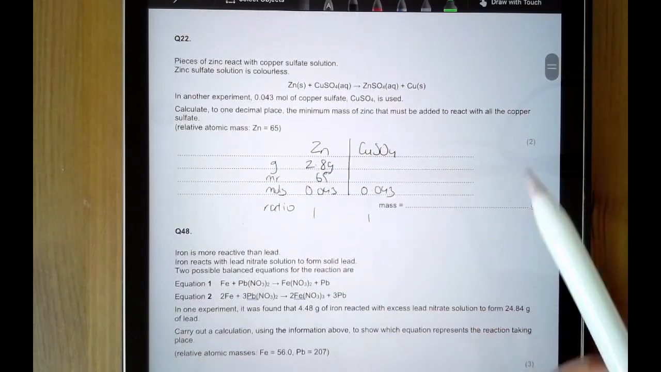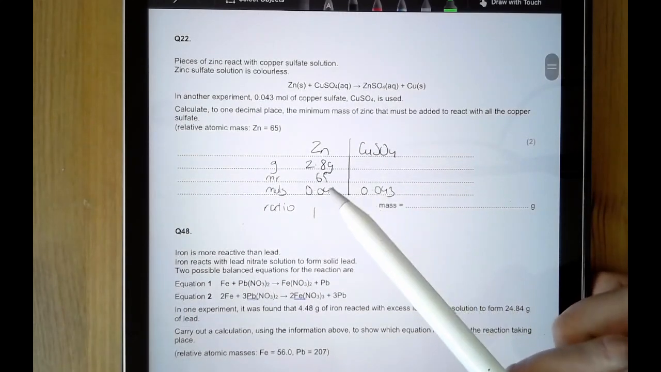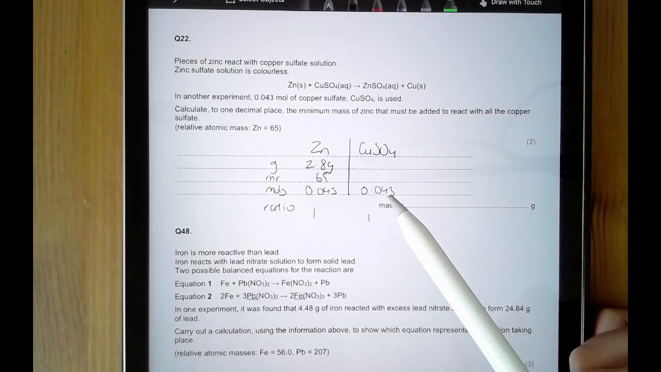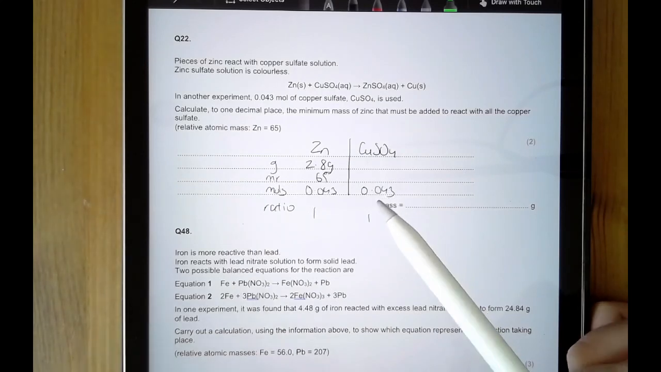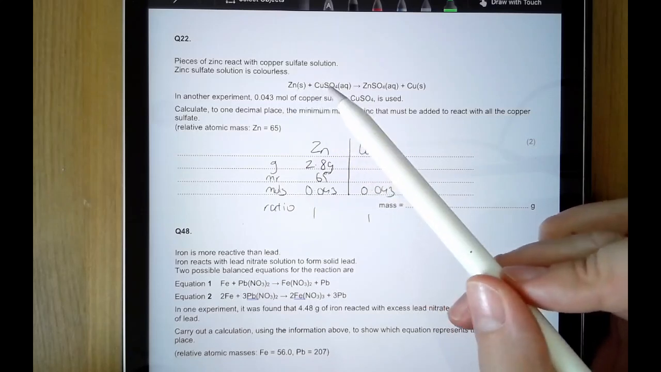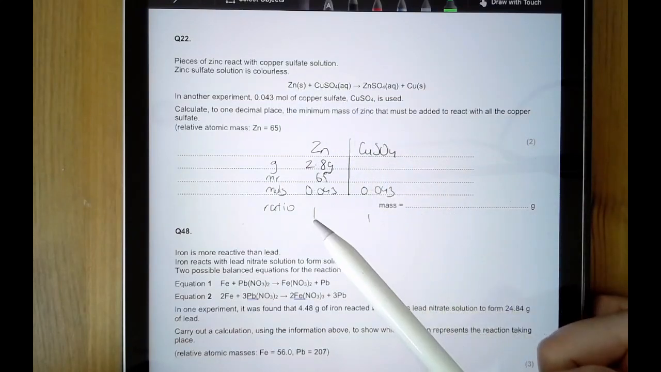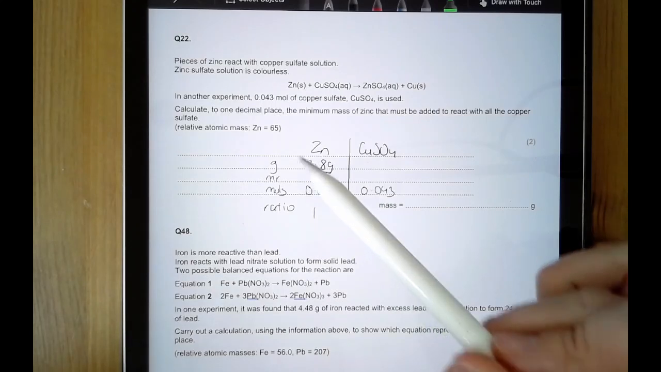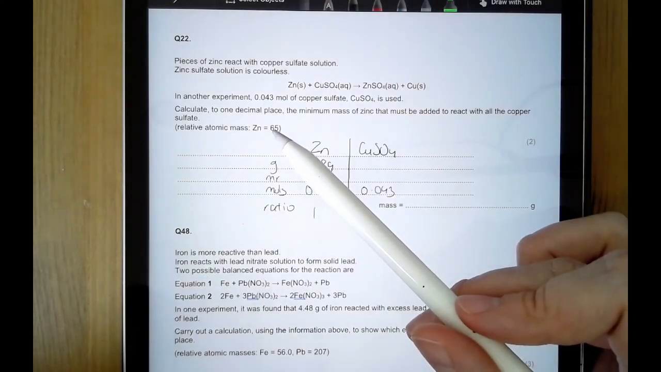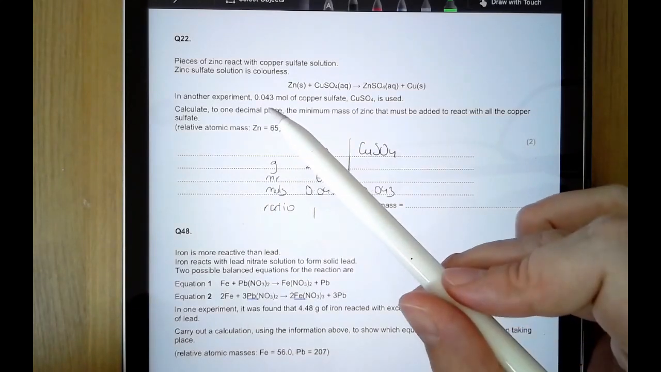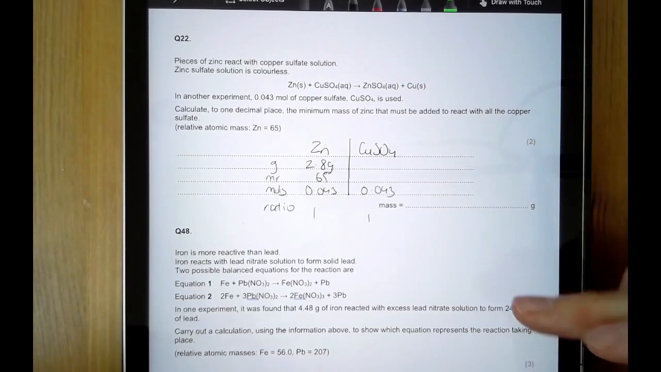Next question is again similar, although in this case you're given the moles of copper sulfate. You don't need to work it out using mass over formula mass. So I'm given the moles of copper sulfate, and I'm asked to work out the mass of zinc. So again, zinc and copper sulfate are the two things I put into my table. You can see the ratio between them is 1:1. Therefore, the moles of zinc is 0.043. I'm told the atomic mass of zinc is 65. So I'm multiplying these two numbers together and I'm getting my final answer to 1 decimal place. So make sure you're reading the question properly.